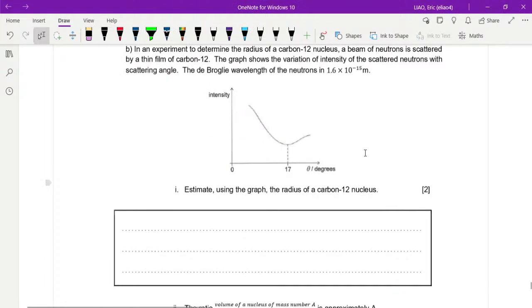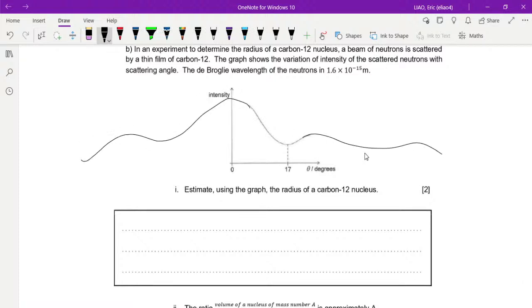In an experiment to determine the radius of a carbon-12 nucleus, a beam of neutrons is scattered by a thin film of carbon-12. Variation of intensity of the... So let's draw this out. Nice. So this is just a diffraction thingy. This is a graph. The radius of a carbon-12 nucleus.